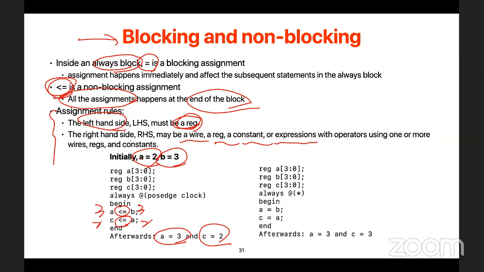However, if you have a blocking assignment, the next assignment can only get through after this assignment is done. So if you have B initially at 3, the A must become 3 before we can proceed. So when you go to C equal to A, the C will be 3 as well. Both of them will be 3 if you use blocking assignment. So that's the difference between blocking and non-blocking.